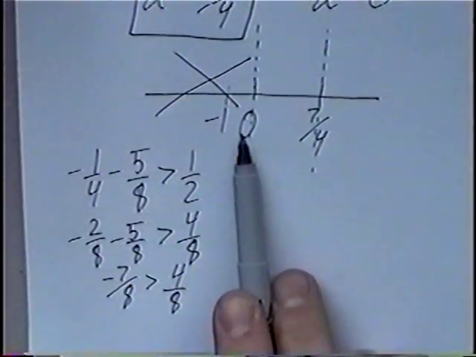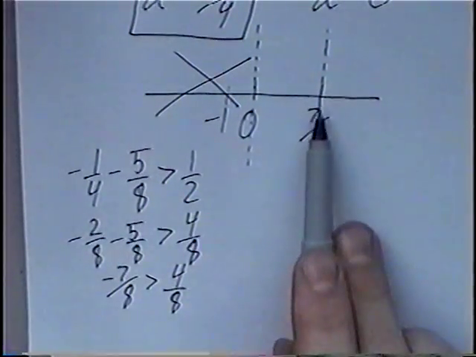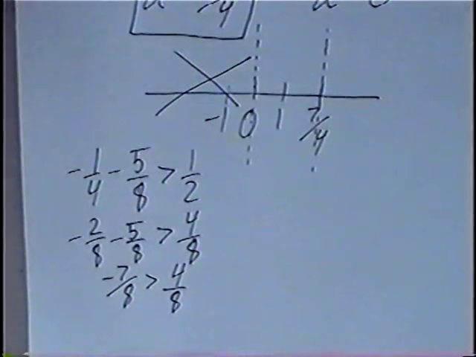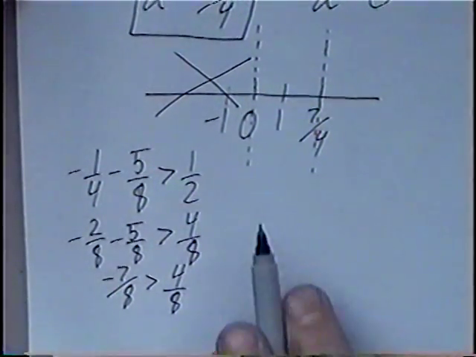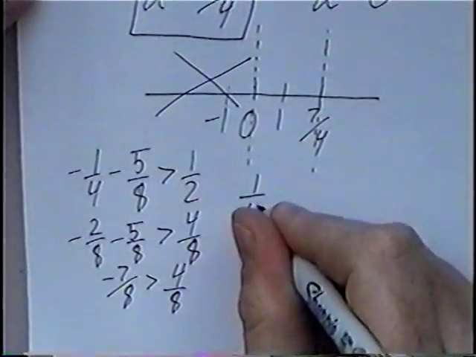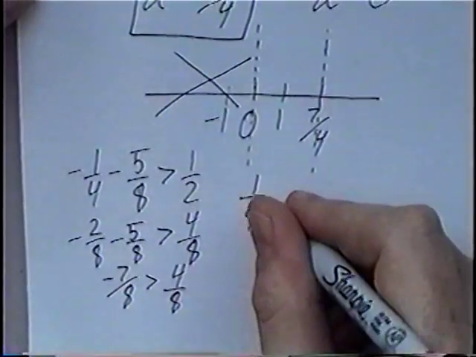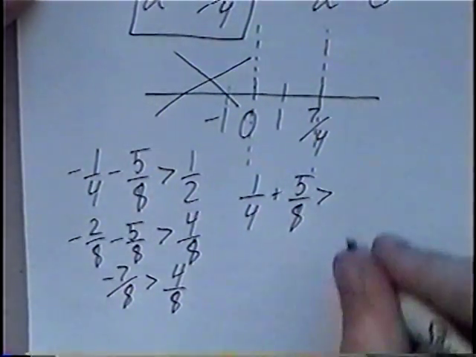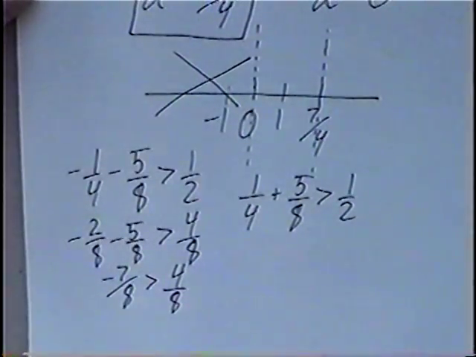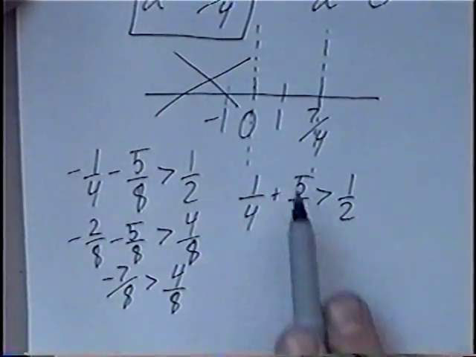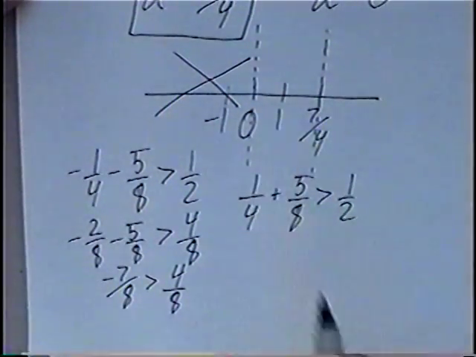Our middle section, numbers between 0 and 7/4. And again, we can pick any number. A nice number to pick would be the number 1. Our original inequality again, 1 over 4a, or plugging in a 1 would be 1/4, plus 5 over 8a, 5 over 8 would stay the same, is greater than 1/2. And again, if this is a solution, then all the numbers between 0 and 7/4 work. If it's not, then none of the numbers between 0 and 7/4 will work.